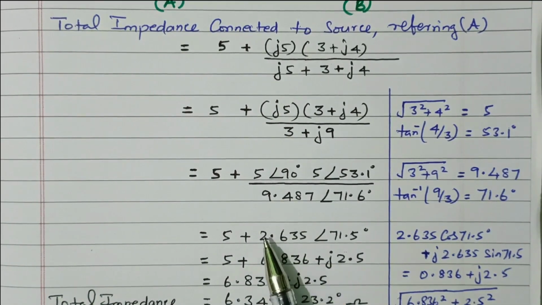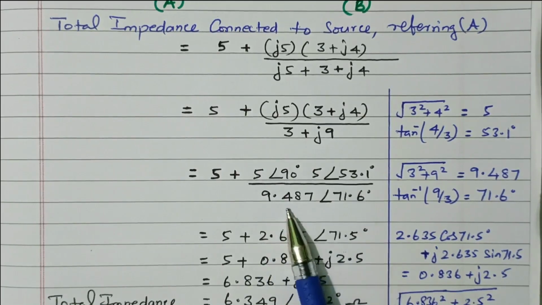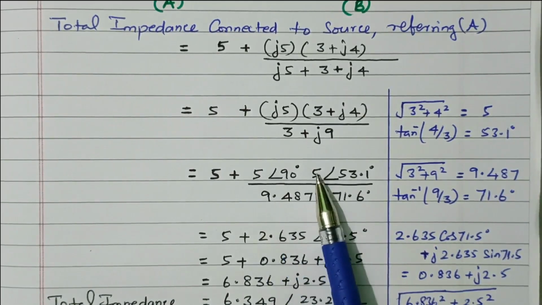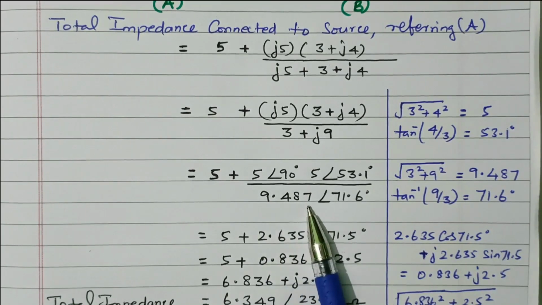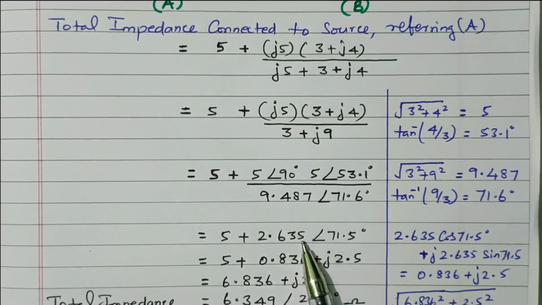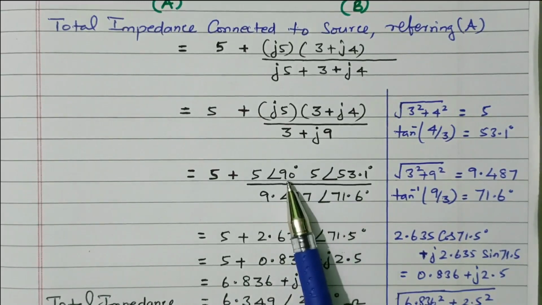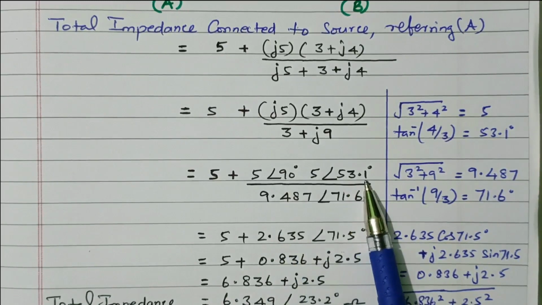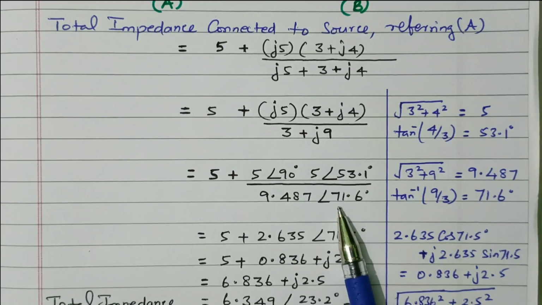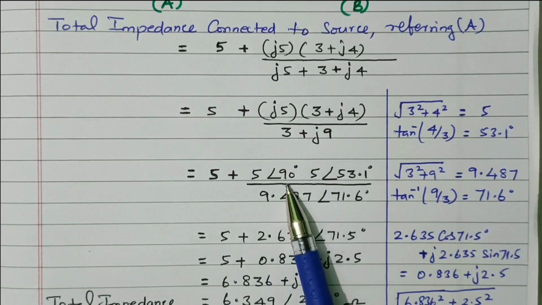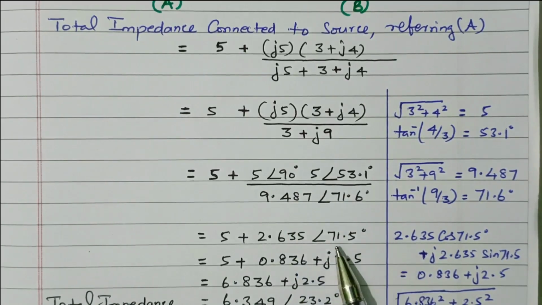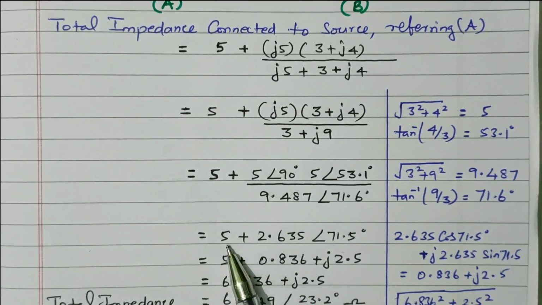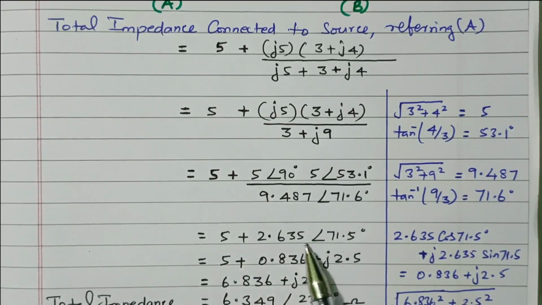In this simplification, all of these are converted into polar form. So we can multiply these two. 5 into 5 divided by 9.487, that is 2.635. For multiplication the angles are added, that is 90 plus 51.1. For division, from that we subtract 71.6. That is 90 plus 51.1 minus 71.6, that is 71.5. Right.